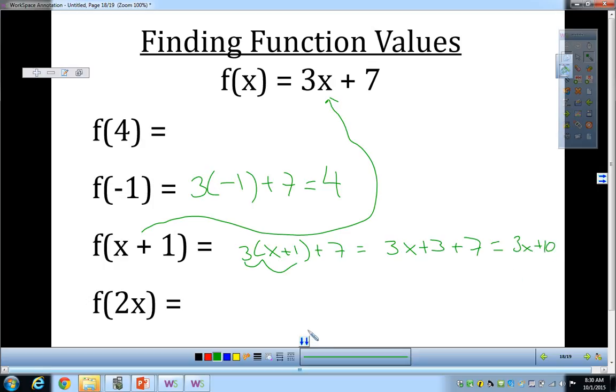Who can tell me what f of 2x is? Amanda. 6x plus 7. Okay? 3 times 2x plus 7 equals 6x plus 7. Very good. You get that? So f of means take whatever that is and put it in for x.